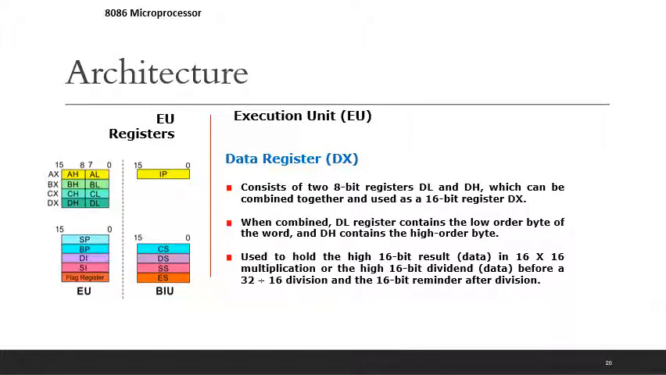Data register. It consists of two 8-bit registers DL and DH which can be combined together and used as a 16-bit register DX. It is used to hold the high 16-bit results in 16 by 16 multiplication or high 16-bit dividend data before a 32 by 16 division, and the 16-bit remainder after division.